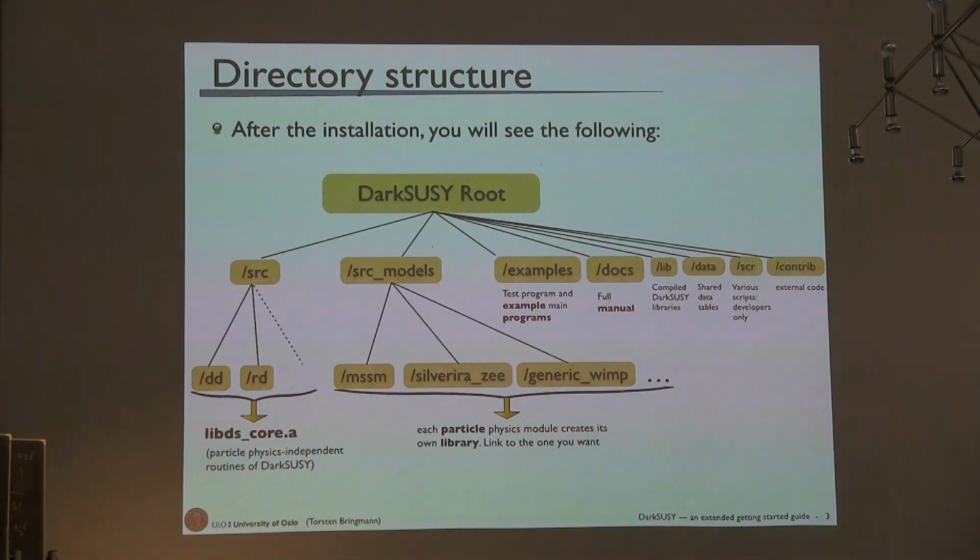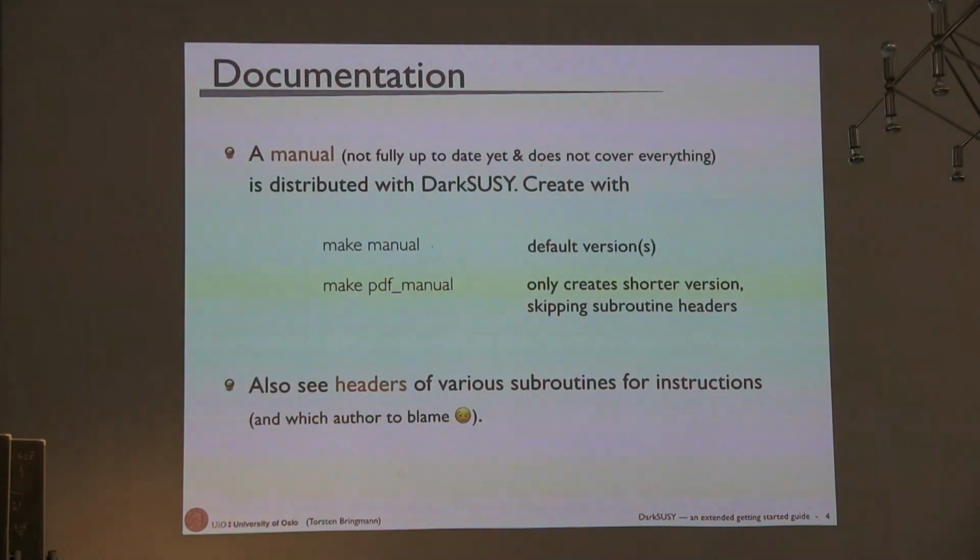Then, most importantly, there is the directory with examples. I already talked about some of the examples. There is also documentation, in particular a full manual, and then things that are more technical. Lib stores the actual libraries. Data contains tons of data tables needed for the calculations. Scripts, don't touch unless you really know what you're doing. And contrib is basically contributed, external code. You typically don't need that.